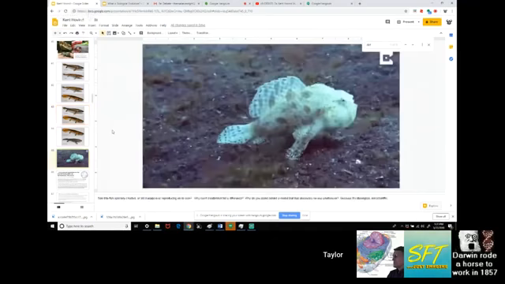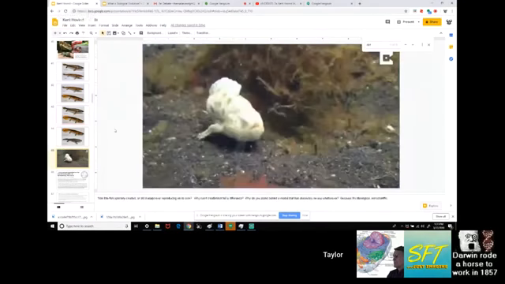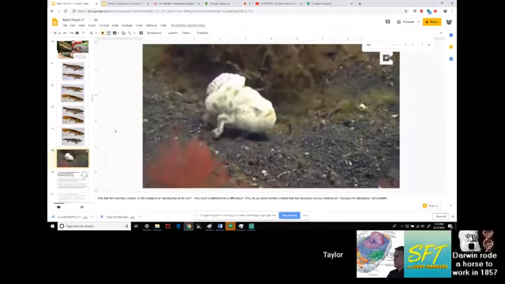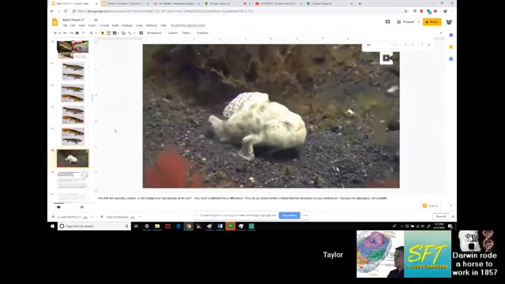And we see fish using their fins to walk. And it's pretty simple stuff.